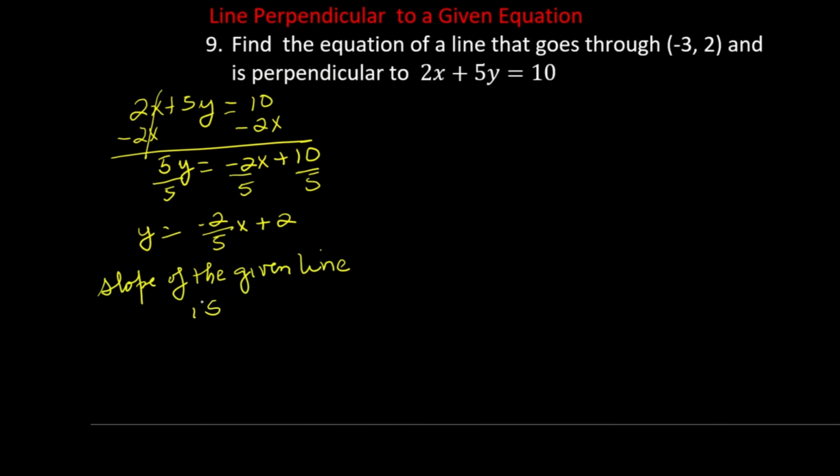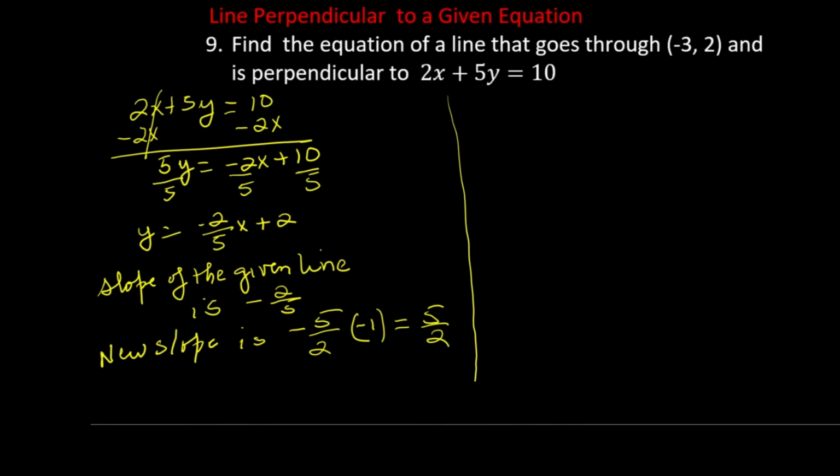The slope of the given line is -2/5. The new slope is the negative reciprocal of the given slope, meaning we flip it and multiply it by -1. -5/2 multiplied by -1 becomes +5/2. So the new slope is 5/2. Now, using the point slope formula, we plug in the point: y minus 2 equals 5/2 times x plus 3, because minus -3 becomes plus 3.